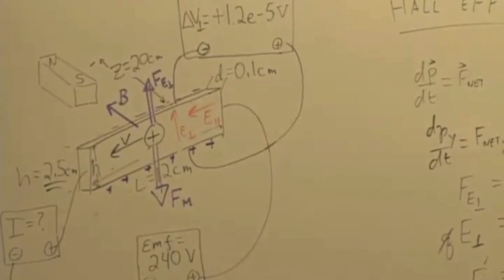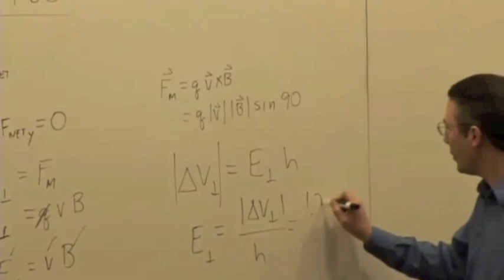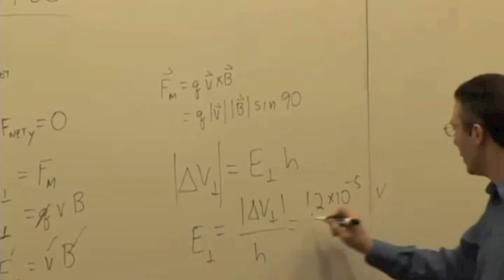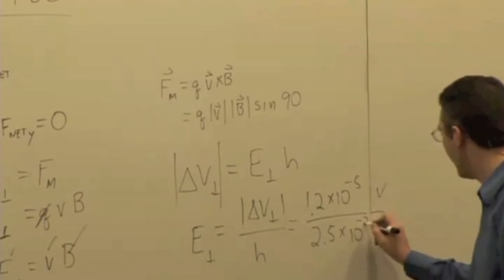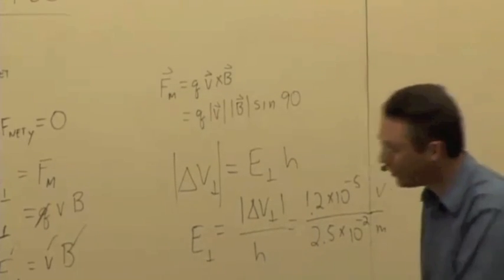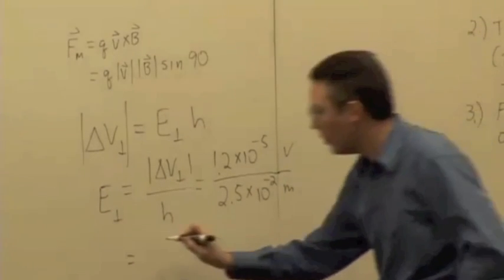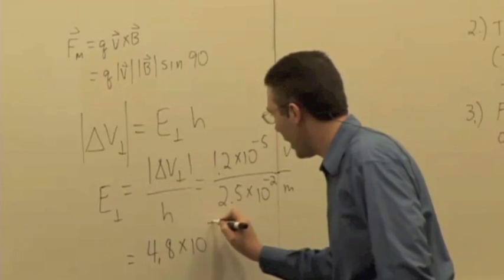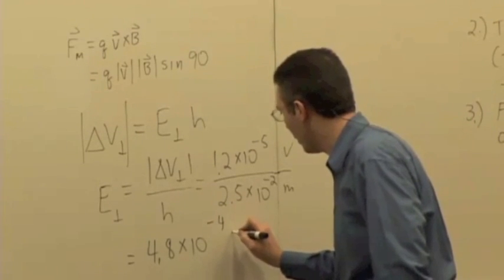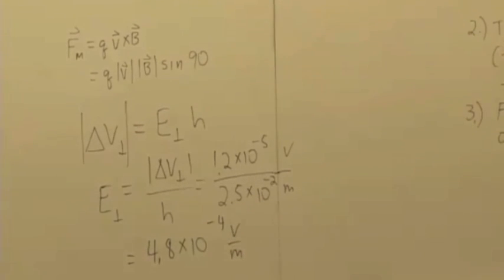So let's calculate the electric field. Let's just get a number. So if you have a calculator, break it out. We have 1.2 times 10 to the minus 5 volts divided by a height of 2.5 centimeters, so that's 2.5 times 10 to the minus 2 meters. What do we get for E perpendicular? What is it again? 4.8 times 10 to the negative 4. Is that right? Yeah. Volts per meter. Okay. All right, so that's E perpendicular.